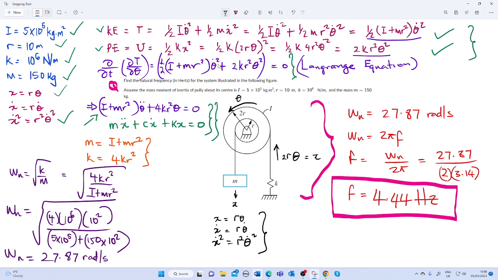Now, by comparing these two equations together, we can deduce that our mass equals I plus mr squared. And we can deduce that the k constant equals 4kr squared. So we can now plug it into the natural frequency equation, which is Wn equals root of k over m. So that gives us this. And finally, our natural frequency, that is Wn, equals 27.87 radian per second.